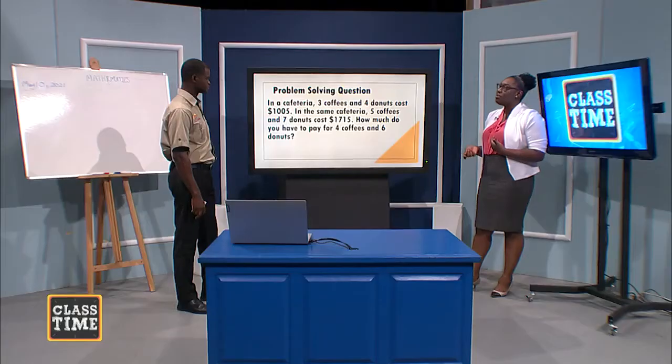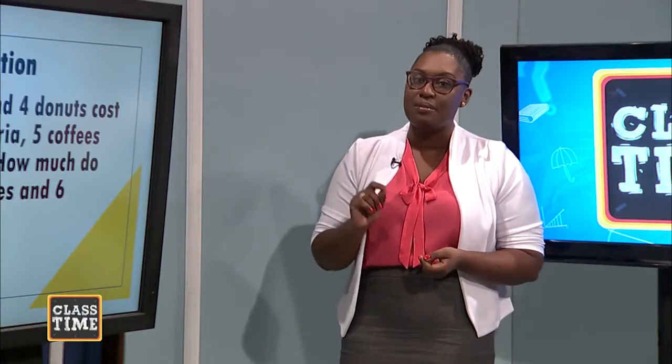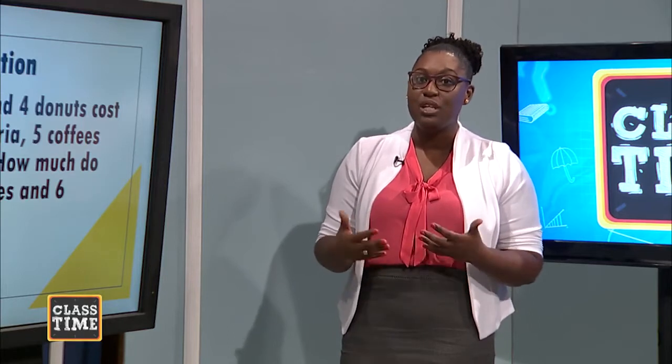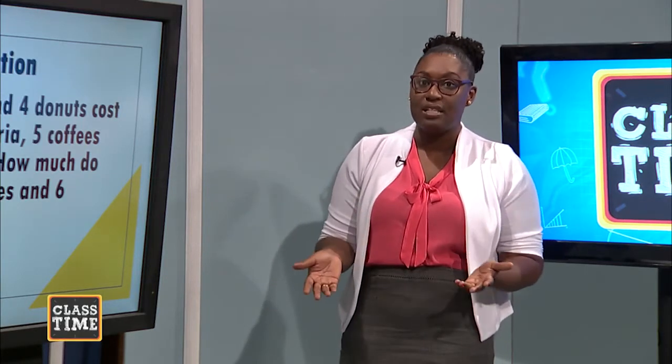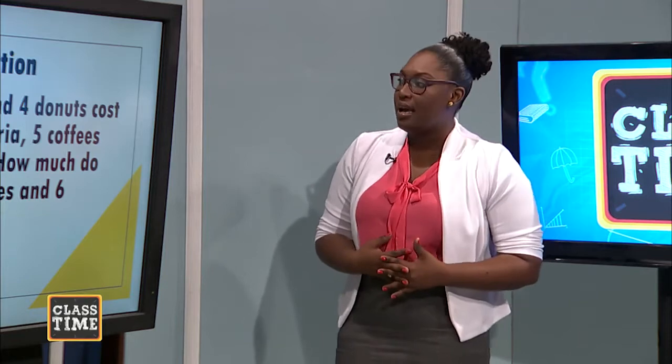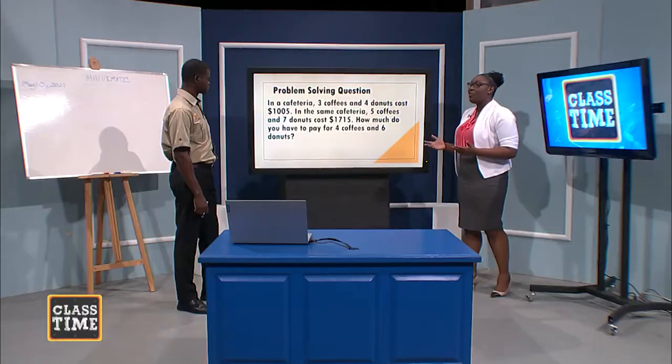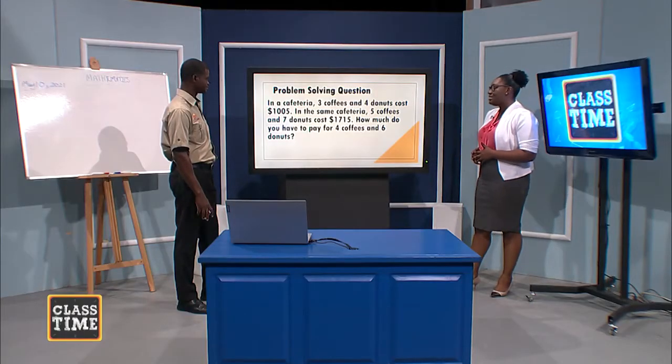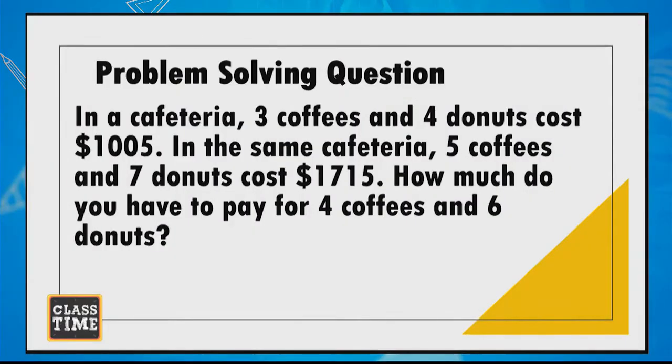For you guys at home, you may underline or circle this important information because it will be useful in creating your equations a little later on. You also need to figure out what the question is really asking you for. It's asking, how much do you have to pay for 4 coffees and 6 donuts? Very important. All right, so we can press go.